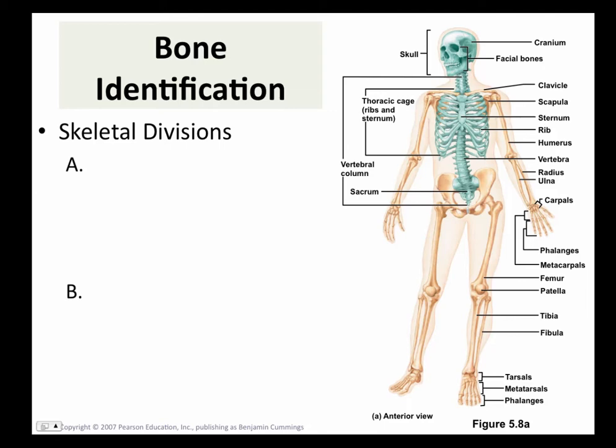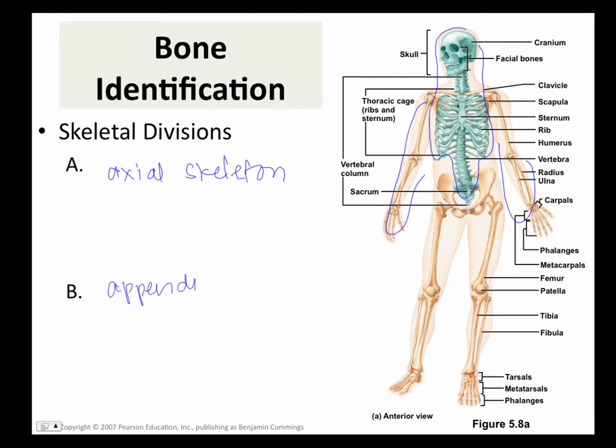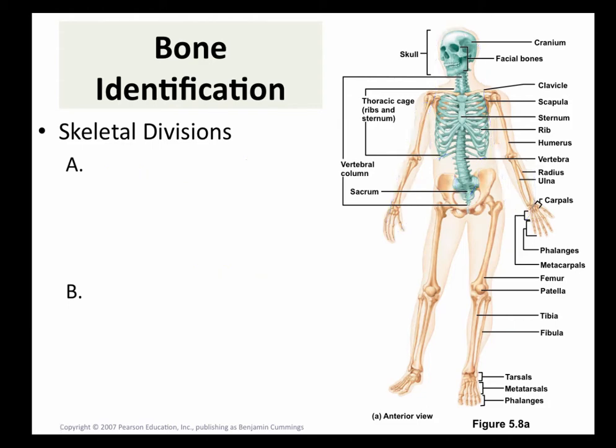Now we're going to go over the different types of bone identification. And so we're going to break this down looking at the two major divisions, which were what again? Everything in blue is the axial skeleton. And then everything that's extended comprises the appendicular skeleton. So now let's look at all the different types of bones that comprise these.